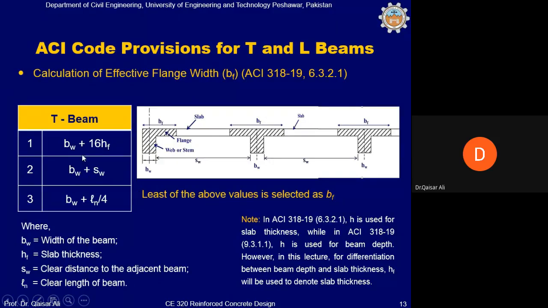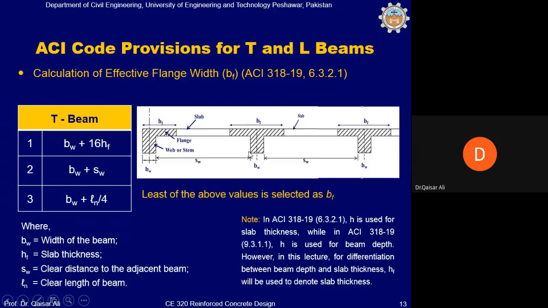Or, bw plus sw, where sw is the clear distance between the two beams, whether T or L. If there is a system of slab and beams, then the distance between the two beams will be sw. And bw plus Ln divided by 4 is the third equation. bw is the width of the beam and Ln is the length of the beam.